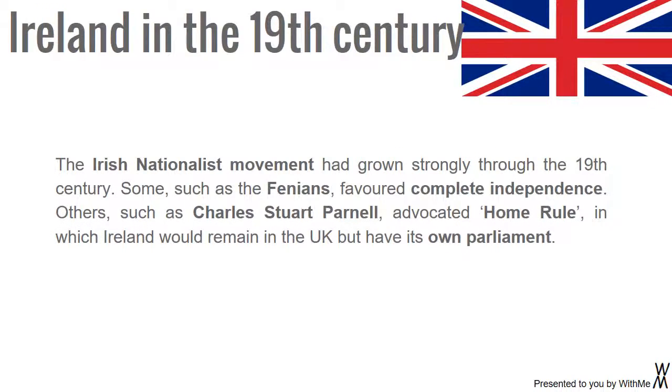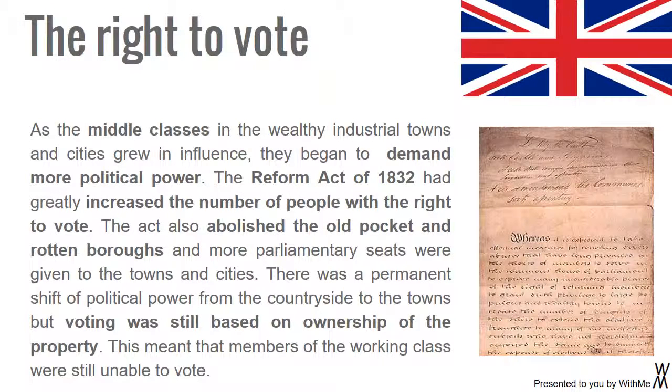The Irish nationalist movement had grown strongly through the 19th century. Some, such as the Fenians, favoured complete independence. Others, such as Charles Stewart Parnell, advocated Home Rule, in which Ireland would remain in the UK but have its own parliament. The right to vote.